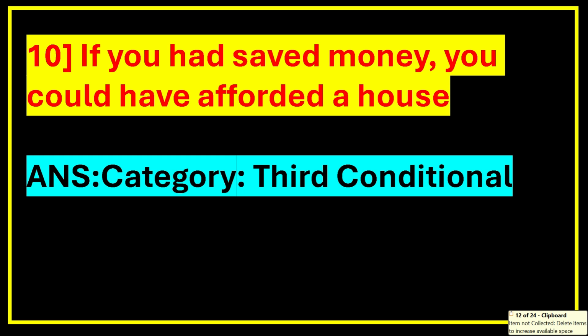This sentence refers to a hypothetical past situation that did not happen. It implies that the person did not save money, and as a result, he could not have afforded a house. Third conditionals are used to express regrets or unreal past situations, making this a third conditional sentence.